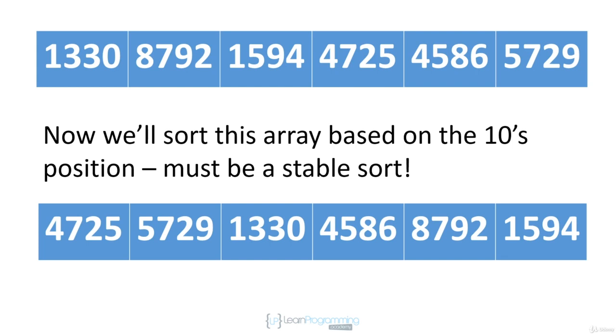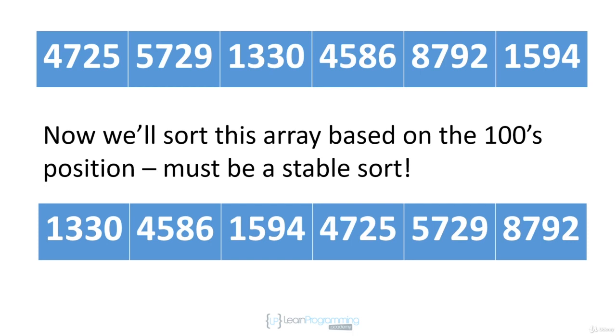So now we're going to sort based on the hundreds position. So we sorted here based on the tens position. Now we're going to sort based on the hundreds position. And so when we do that, 1330 comes first because it's got 3 in that position, followed by 4586, 1594, 4725, 5729, and 8792. And once again, we have to use a stable sort algorithm.